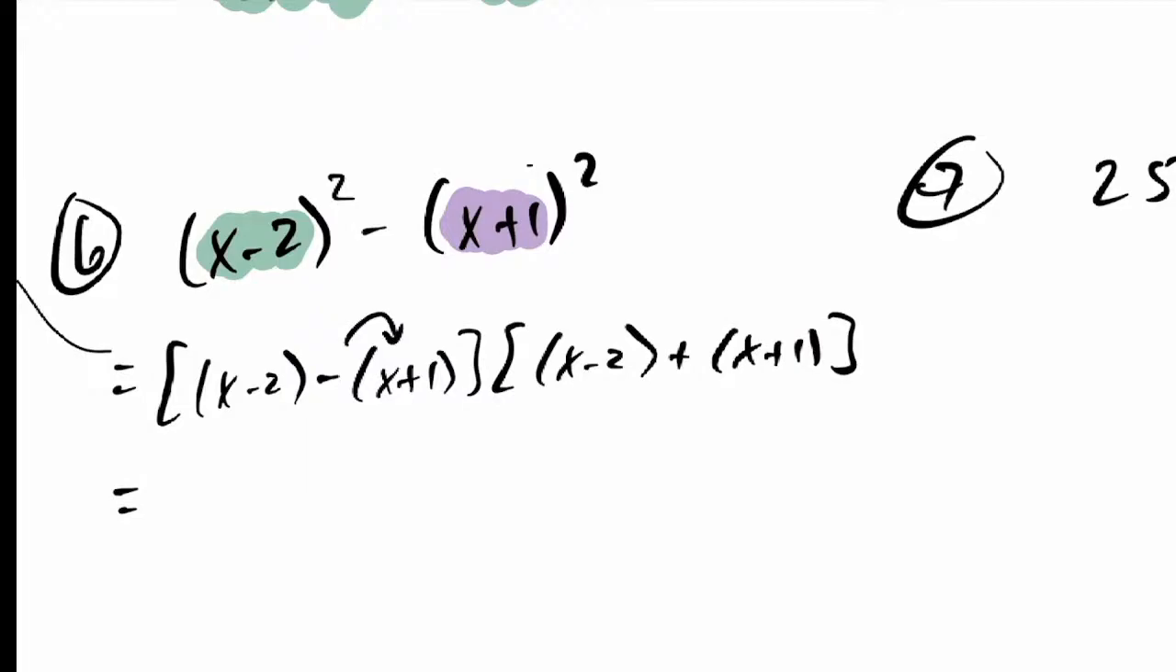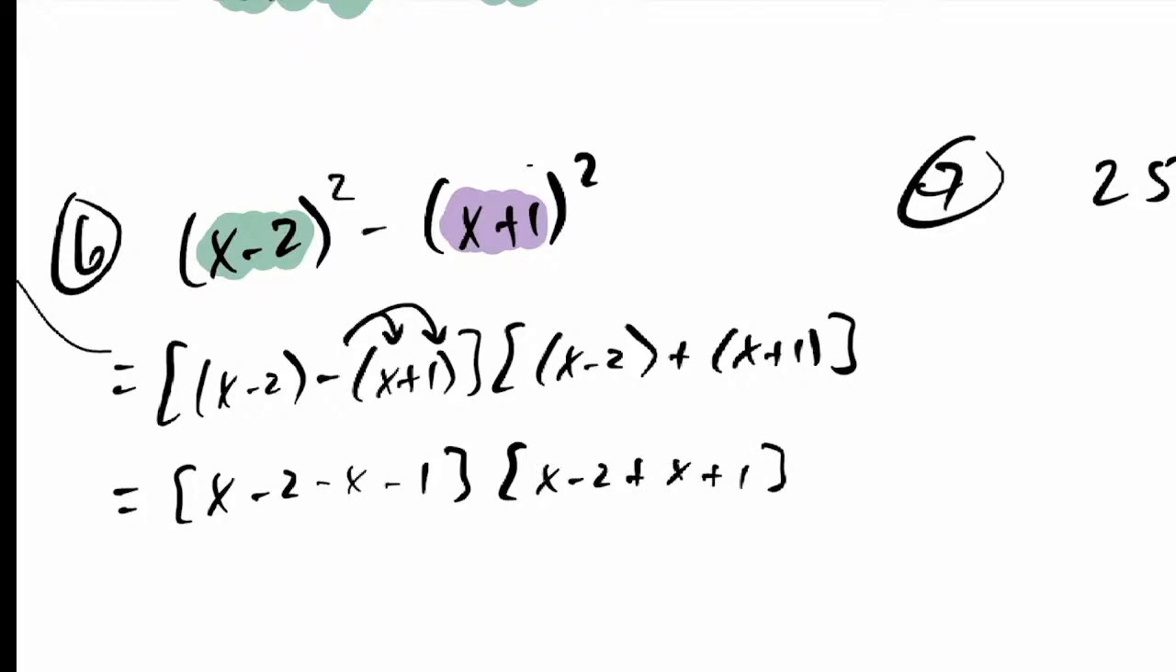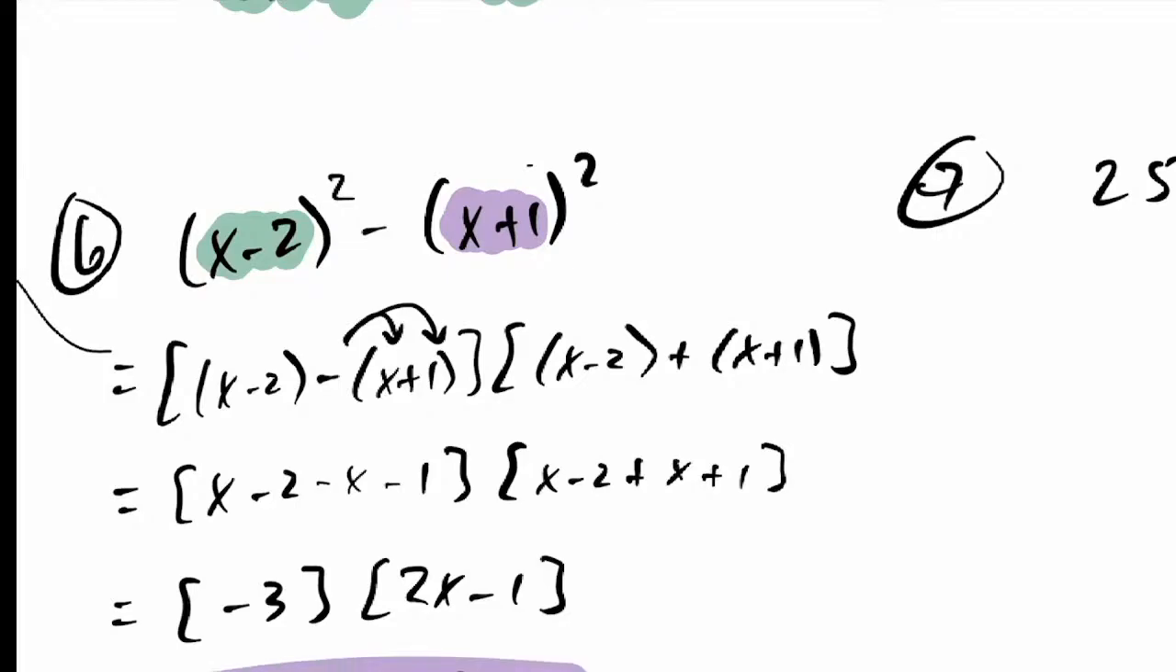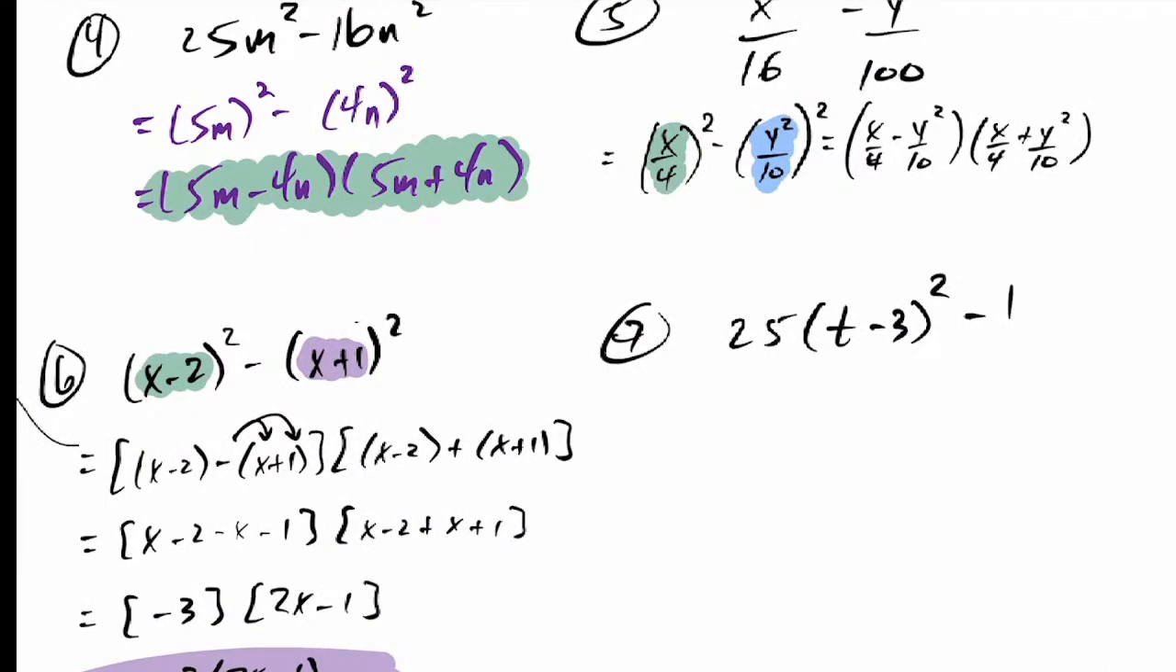We should clean this up, so because I put those brackets there, you're going to distribute the minus sign. So this will be x minus 2 minus x minus 1. And this will be x minus 2 plus x plus 1. And you can see here the x's cancel. I just get negative 3 times 2x minus 1. And we've got our answer for 6. Sure.